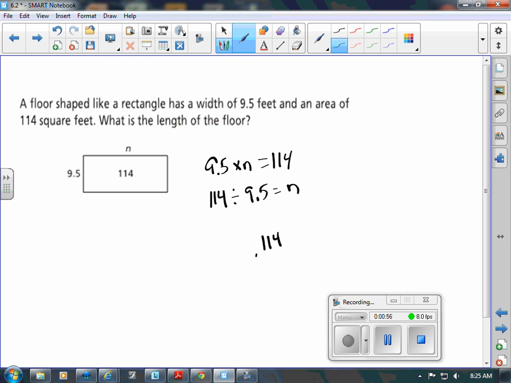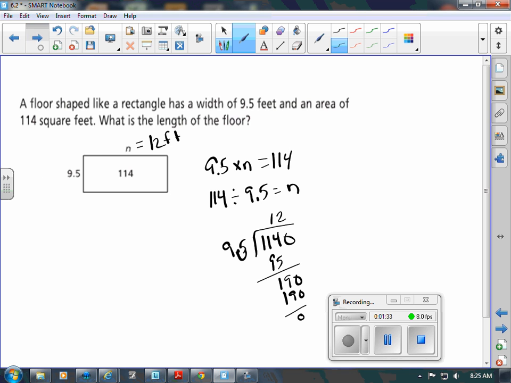114 divided by 9.5: move your decimal over one space, add a 0 in. So now we're doing 1,140 divided by 95. 95 goes into 114 one time. When you subtract out 114 minus 95, you get 19. Bring down my 0. 95 into 190, it goes twice and it's even. So I found out n equals 12 feet.